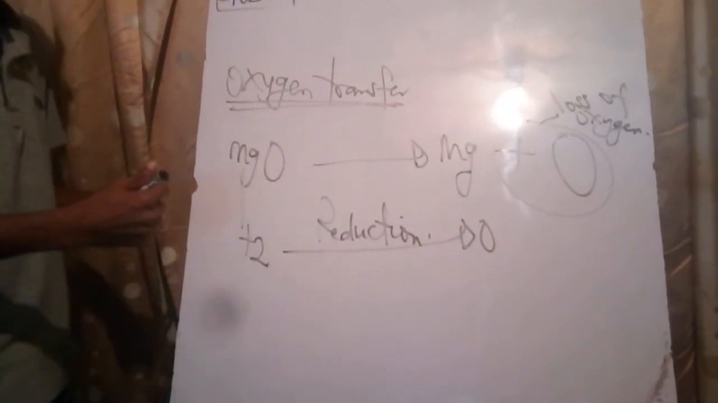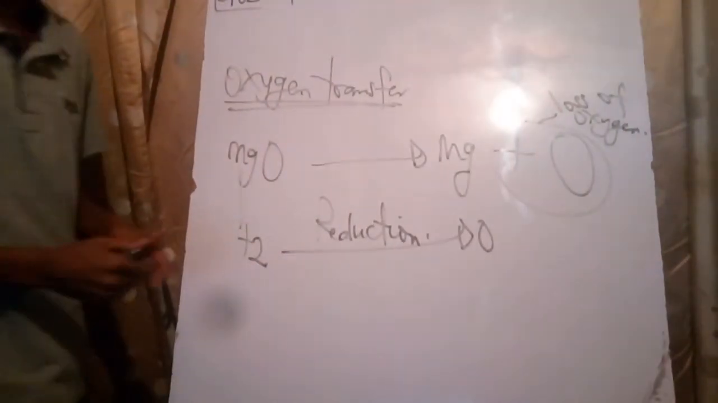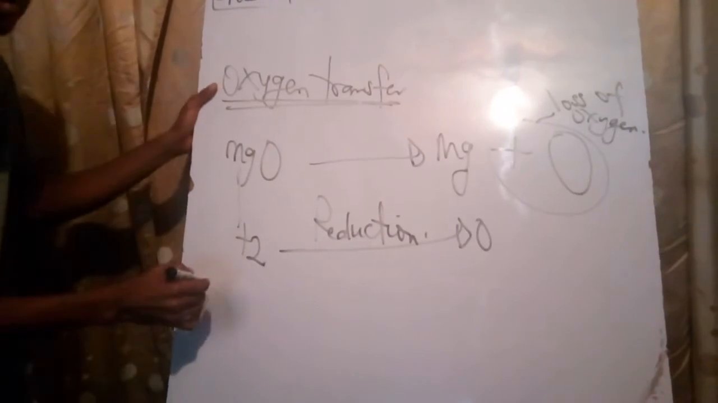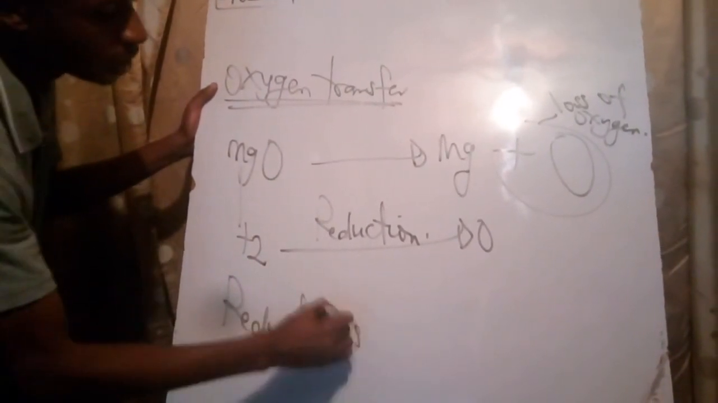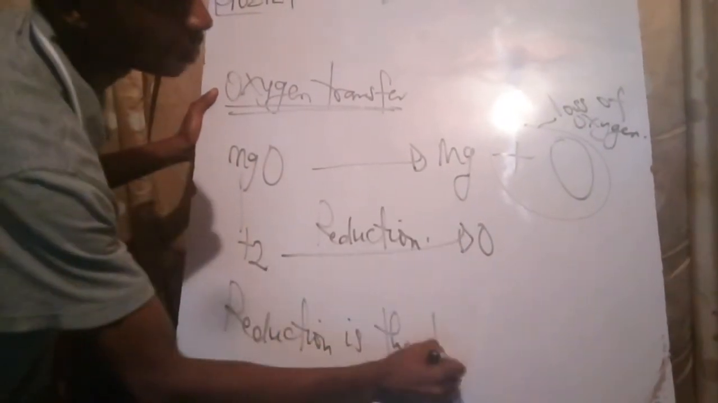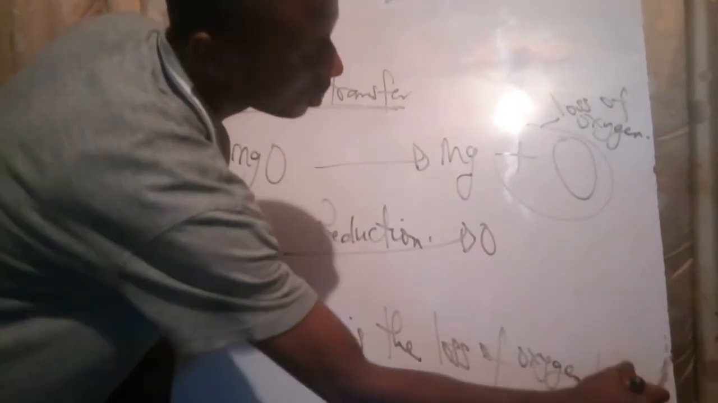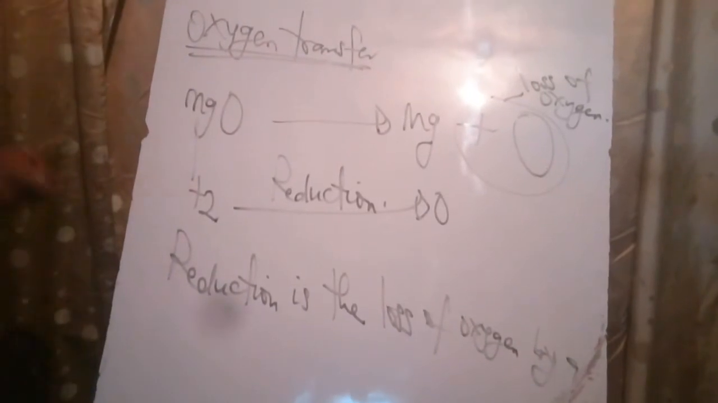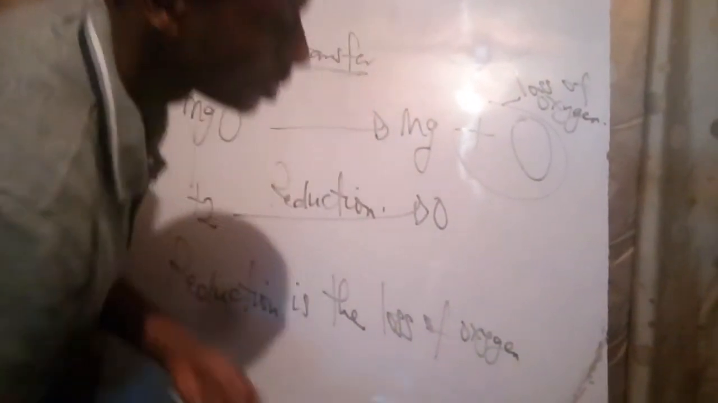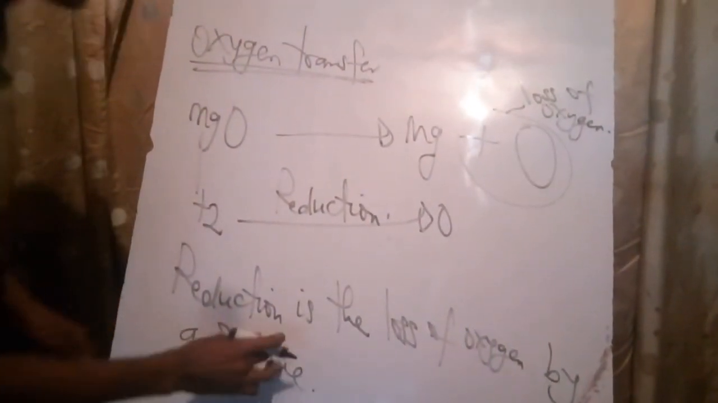Now, what is the cause of this reduction? The loss of oxygen. Alright, I will now conclude that reduction is the loss of oxygen by a species. Let me clean it. I don't think this one is clear. The loss of oxygen by a species.